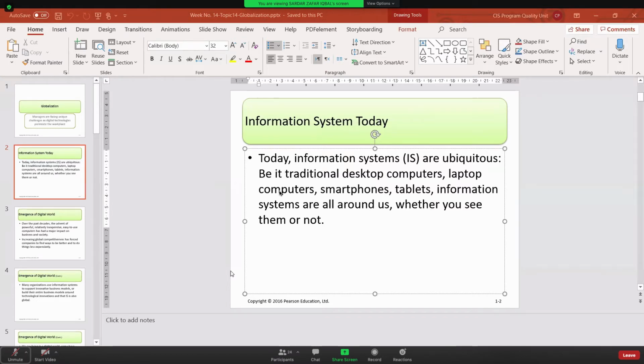So we are using a lot of different devices, artificial intelligence, smartphones, tablets, information systems. We are working with them. We are dealing with them nowadays. As a student, you guys are dealing with Blackboard, information system. You have Twitter account, social media, university website, e-services. You are dealing with many things.